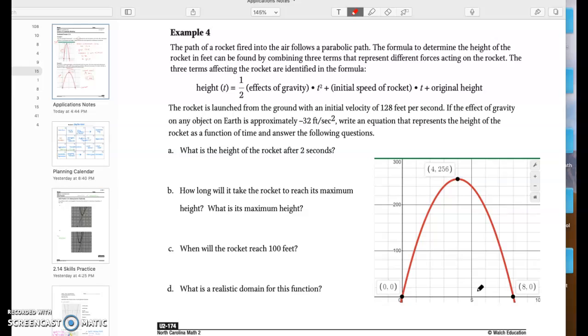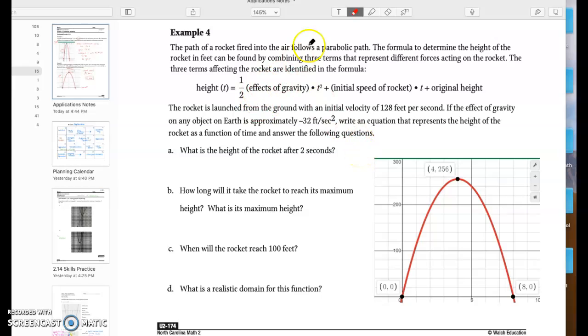So they're actually giving you your equation that we're going to be working with. The rocket is launched from the ground with an initial velocity of 128 feet per second. If the effect of gravity on any object on Earth is approximately negative 32 feet per second squared, write an equation that represents the height of the rocket as a function of time and answer the following questions.